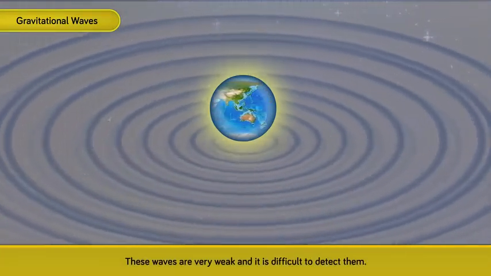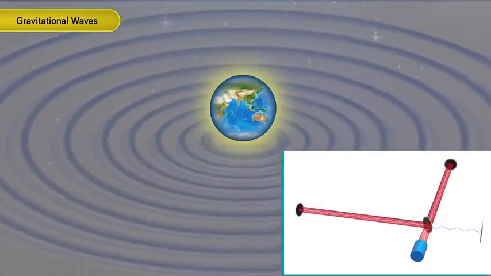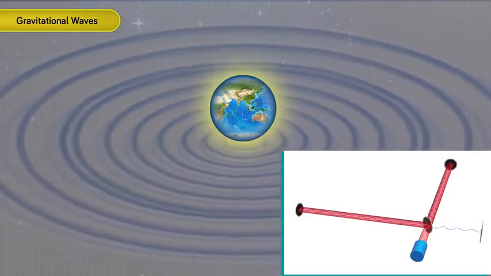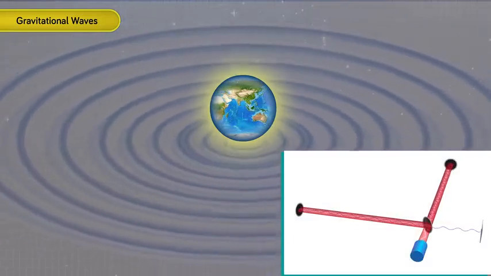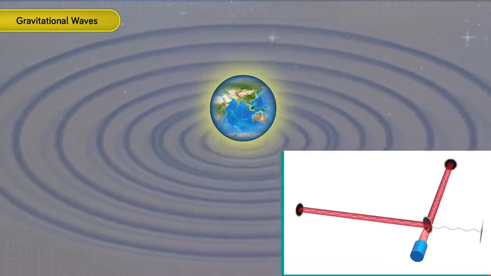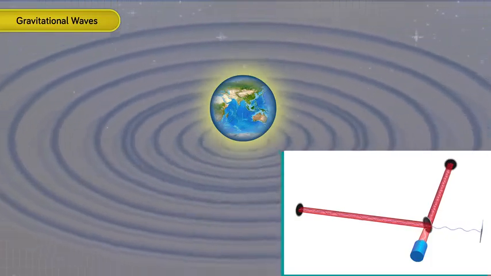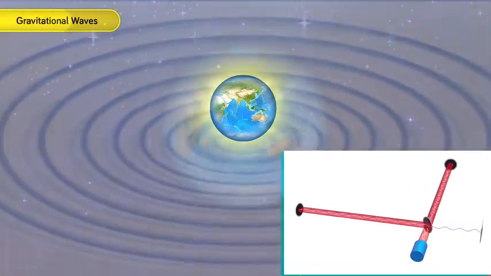These waves are very weak and it is difficult to detect them. So, a special kind of instrument was constructed by scientists for detecting gravitational waves emitted by astronomical sources. The instrument used is called Laser Interferometric Gravitational Wave Observatory.